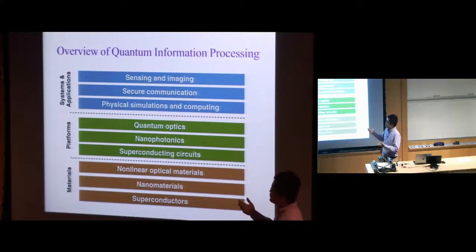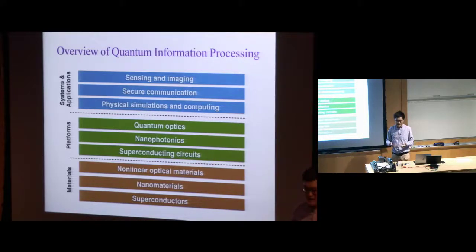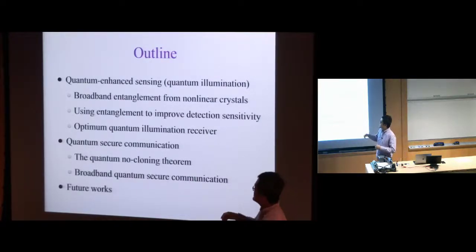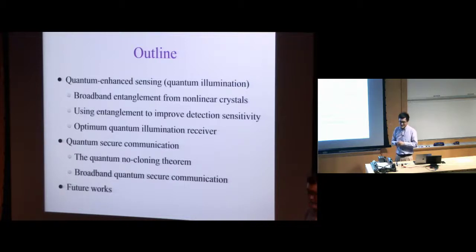And the three applications we have already discussed are sensing, imaging, secure communication, and physical simulation and computing. In this talk, there are two parts. Part one is going to focus on quantum-enhanced sensing, or we have a different name for it. It's called quantum illumination. Essentially, how you use entanglement produced by nonlinear optics to improve the sensitivity of measurement.